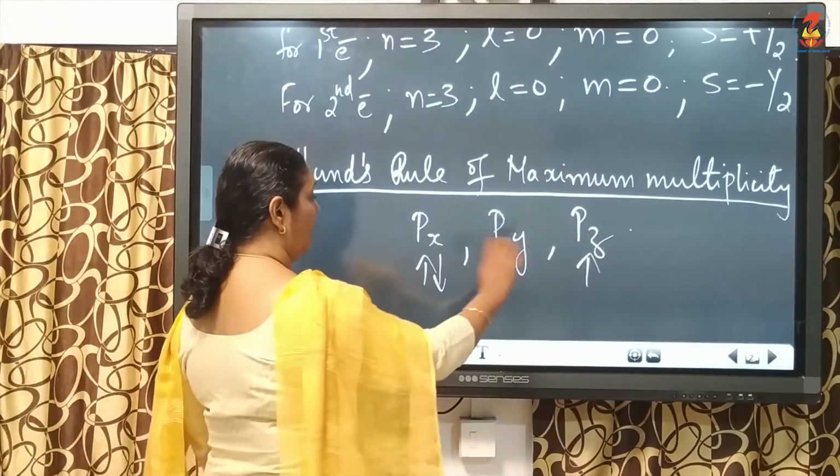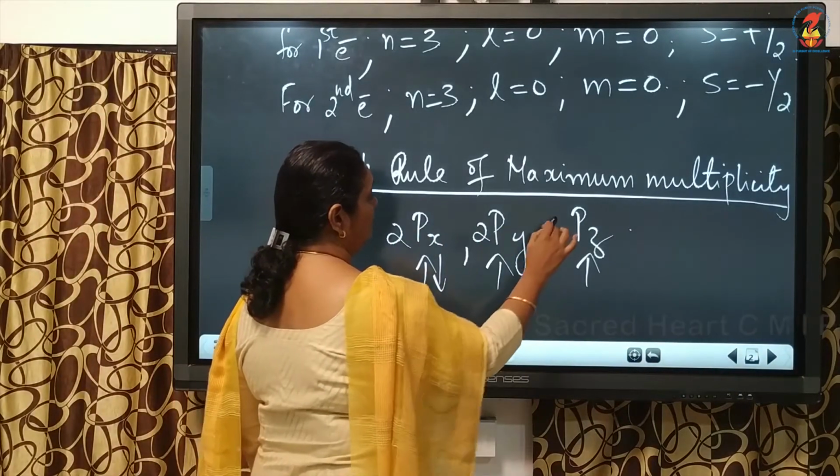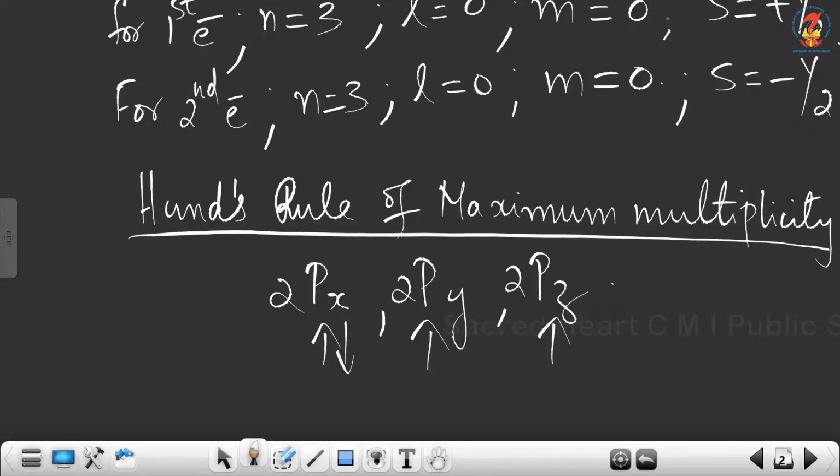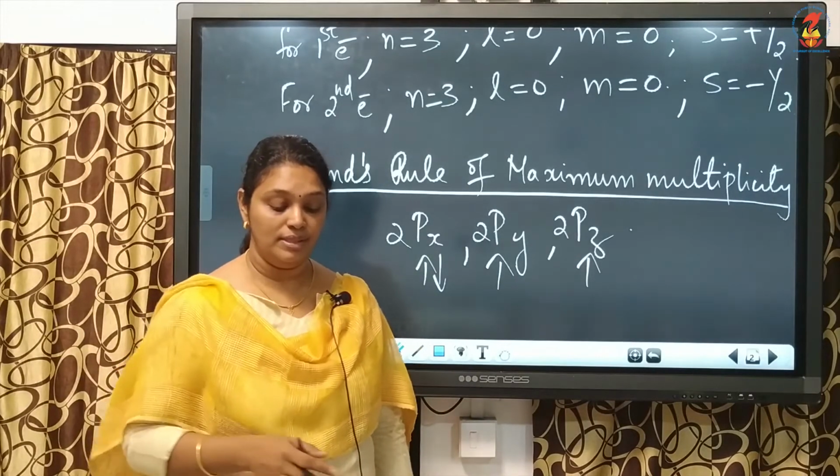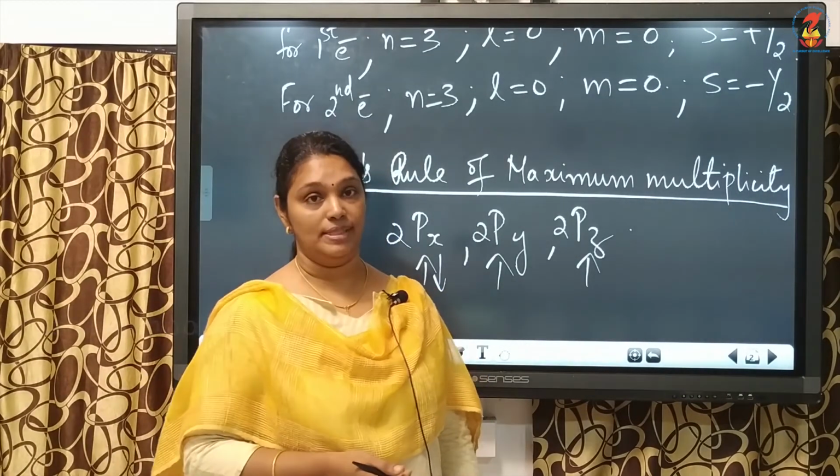And the n value should be the same. Suppose it is 2px, 2py, 2pz. We know all three have the same energy. So according to Hund's rule, each orbital belonging to the same n value should be singly occupied first. Only then does pairing of electrons take place. So this is Hund's rule of maximum multiplicity.